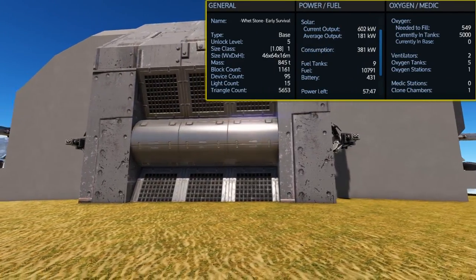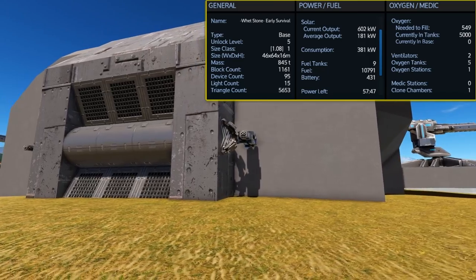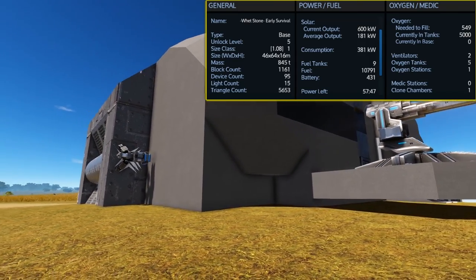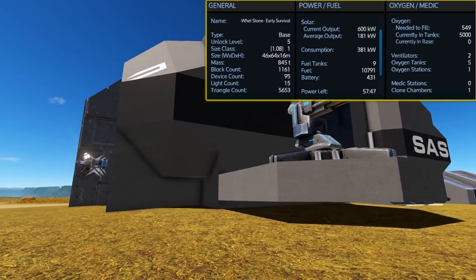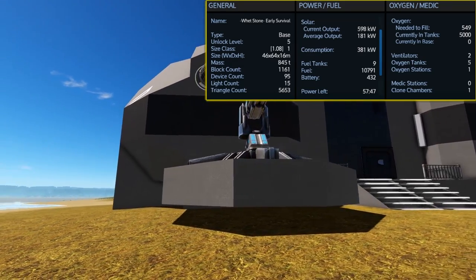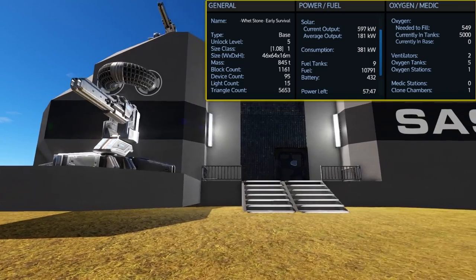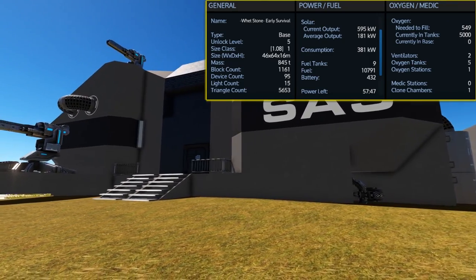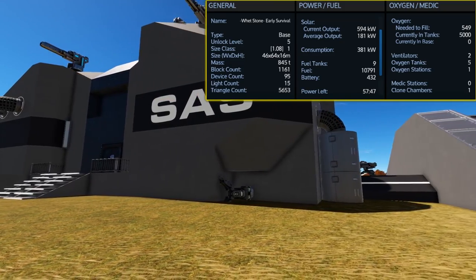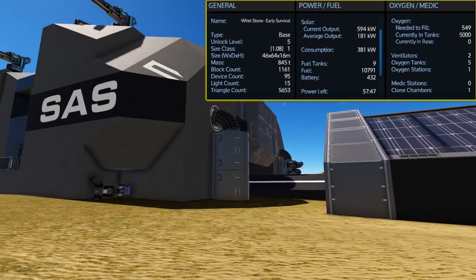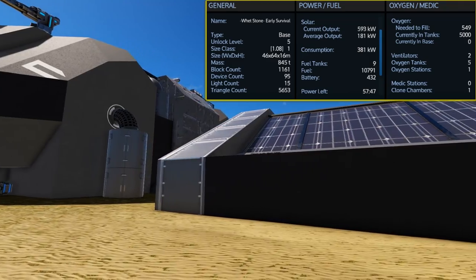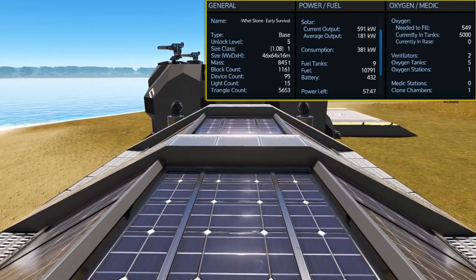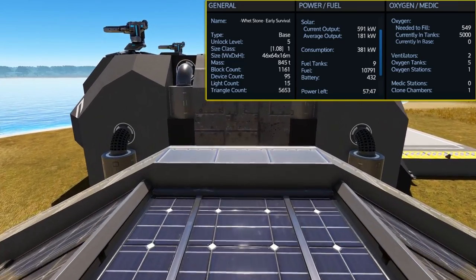Once again, the Whet Stone Early Survival is an Unlock Level 5 Size Class 1 base. It comes with 9 fuel tanks, giving us a total of 10,800 fuel capacity. Combine that with the solar panel installation, and you can see there is quite a bit of longevity for the power usage on this. It also comes with 5 oxygen tanks, giving you a total of 5,002 in capacity, but it only needs 549 to fill it up. In total, there are 2 ventilators and 1 oxygen station, as well as the 1 clone chamber.